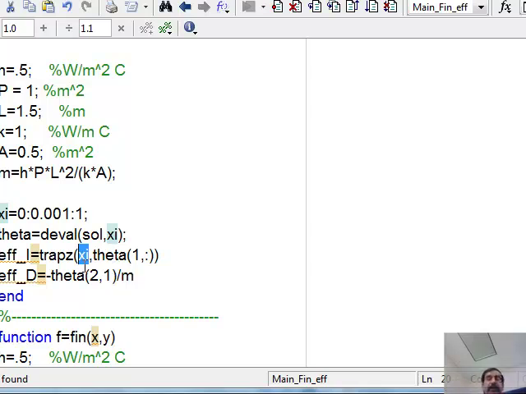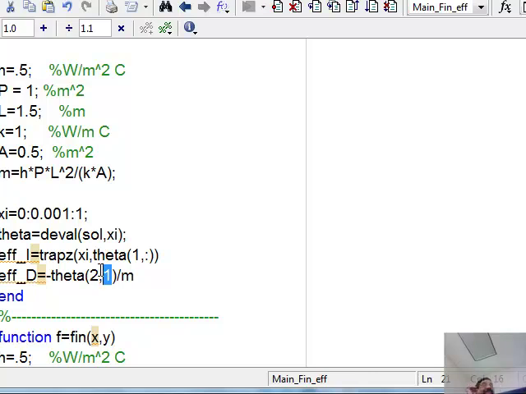Now the next one, can you look at this and relate it to what we have done? It's minus theta 2 comma 1 divided by m. What is that? It is minus d theta d psi divided by m. D theta d psi is in the second row. That's why I put 2 here. So I'm saying find the derivative at the, and what does the 1 say? It is at the very first entry, that is at the base of the fin, at psi equal to 0.